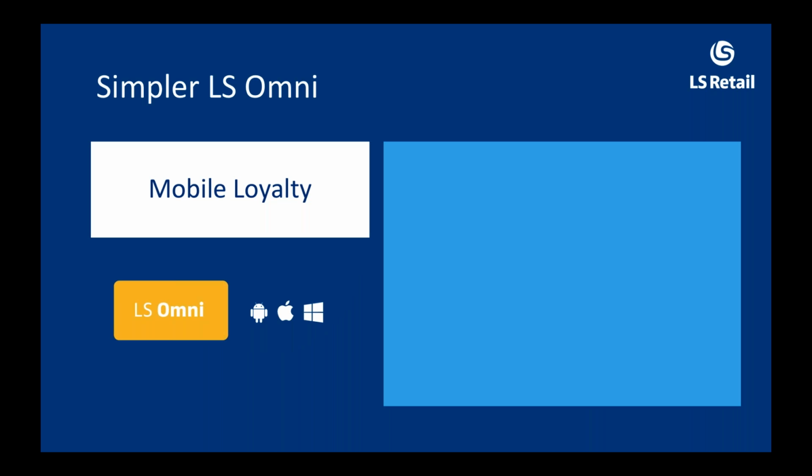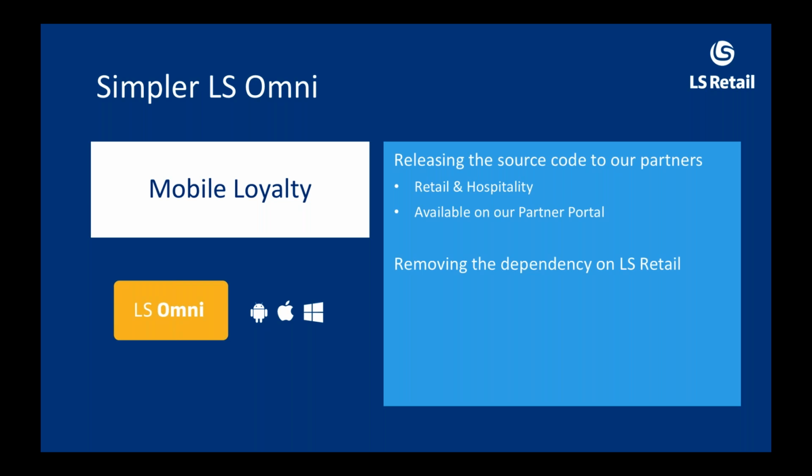So what we are effectively doing with our mobile loyalty solution is that we are releasing the source code of our apps to the partners. This applies both to our retail apps as well as the hospitality apps, and we are making them available for download on our partner portal. Now, what this does is that this removes the dependency on LS Retail from the equation, enabling partners to implement and deploy our mobile loyalty apps independently and without any involvement of LS Retail.